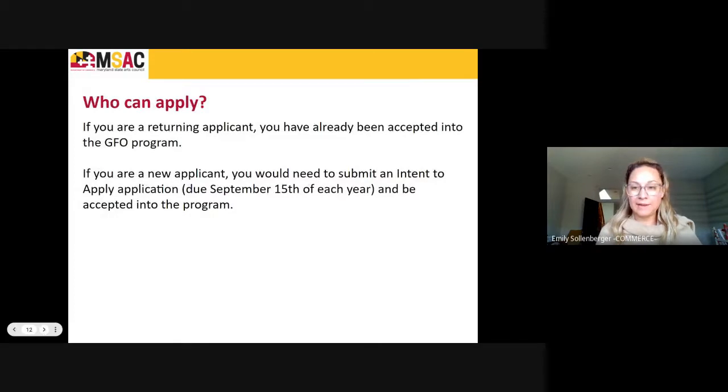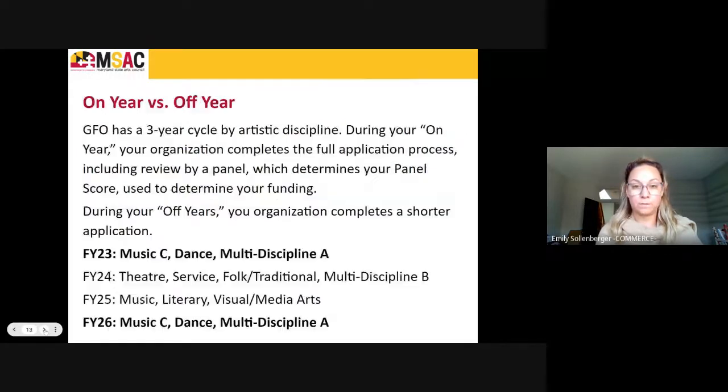So who can apply? If you're a returning applicant, which many of you are in this session, you've already been accepted into the GFO program and have been in it. So congratulations. If you're a new applicant, which we just got through this process, anybody who did not receive the previous fiscal year funding would need to submit a September 15th intent to apply. So we know that you're ready to come on board, and Laura and I go through those to accept them into the on-year application. So there will be a new group of new applicants that will also be in the on-year application this year.